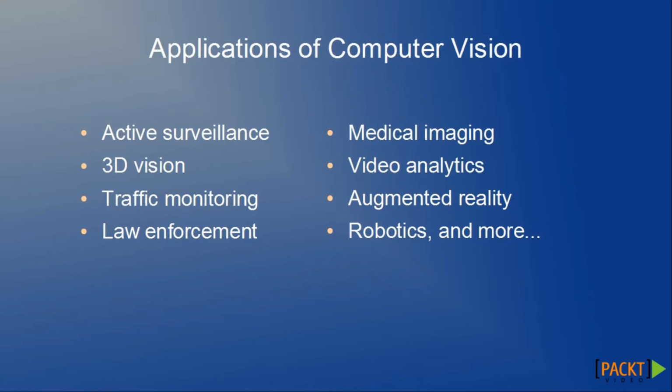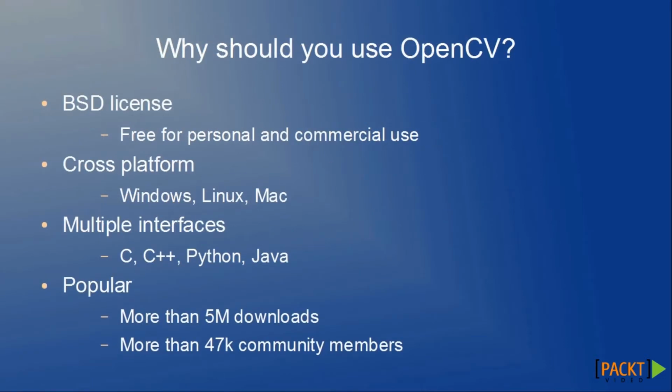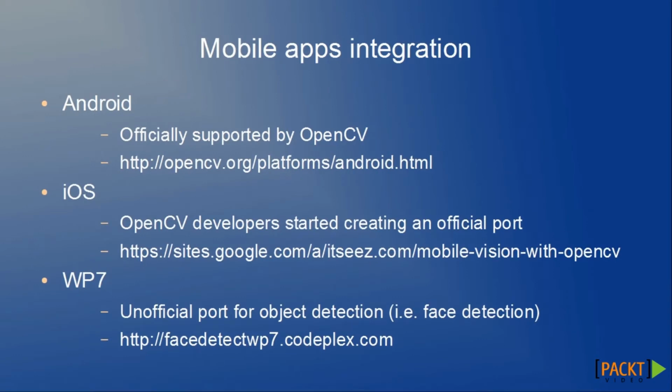Because of that, different libraries or tools have appeared over the years to help developers. Why should you use OpenCV instead of other libraries? First of all, it's distributed under a BSD license, which means that you can use it for personal or commercial projects for free. It can be used with Linux, Windows, or Mac, and you can code your application using either C, C++, Python, or Java. And it's popular. It means that new features will be added, bugs will get fixed, and you have a community for asking questions. Also, you can develop mobile applications for Android, iOS, and Windows Phone 7.